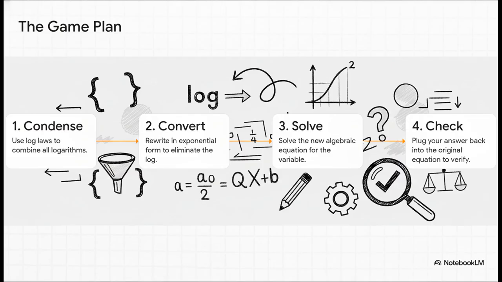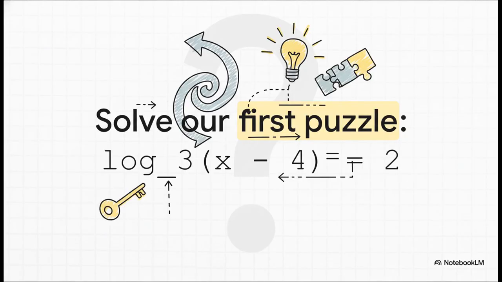1. Condense. Use those tools we just talked about to get it down to one log expression. 2. Convert. Use the blueprint to rewrite it in exponential form. Get rid of the log. 3. Solve. That's just your basic algebra. And 4, and this is the big one, check your answer. Always. Okay, let's start with a pretty straightforward one just to get our feet wet.